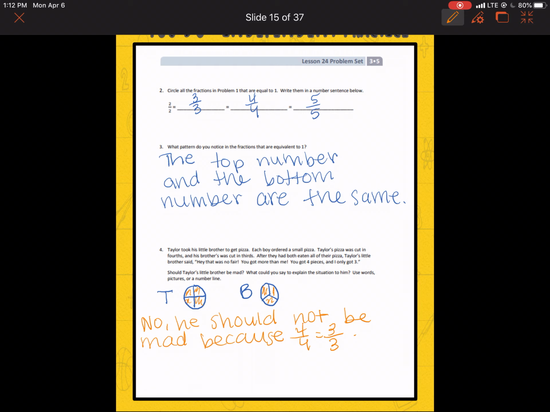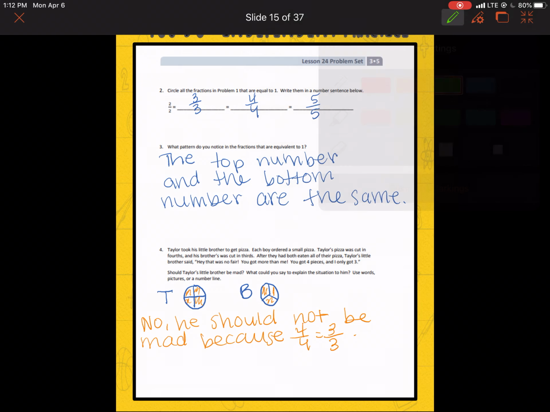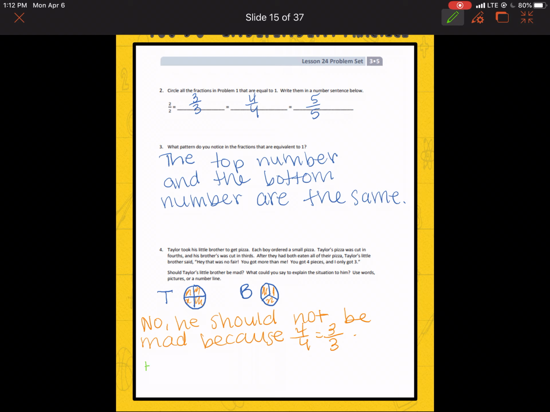If I was using a number line, here's what my number line would look like. So this is Taylor's pizza, and this is his brother's pizza. One is split into fourths, one is split into thirds, but they still ate all of their pizza. So either way, it's the same because 4 fourths equals 3 thirds.